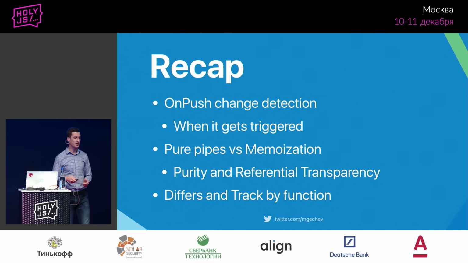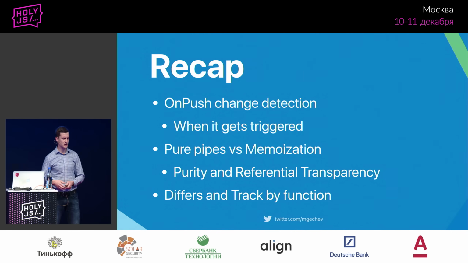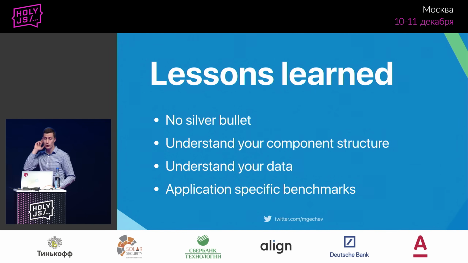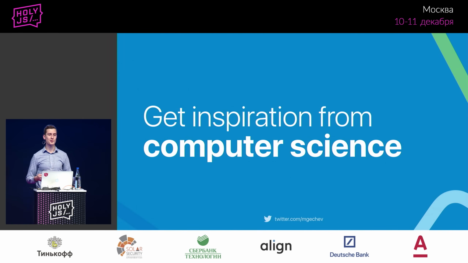And finally, we explained how differs and the trackBy function work, and how we can in fact only reduce the performance of our application by using a different trackBy function compared to the default one. So yeah, we can conclude that unfortunately there is no silver bullet for runtime optimizations. We need to apply a very deep understanding of our component tree, and also understand the data that we're working with in order to apply optimizations and benchmarks specific to our application. And of course, we need to get inspiration from computer science constantly, because that's a great source of wisdom.